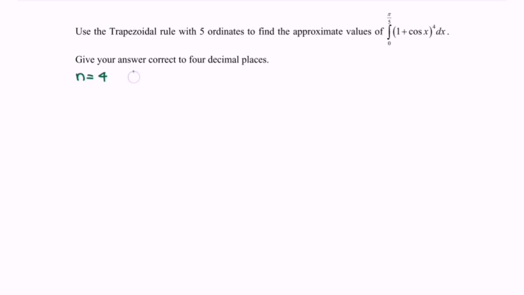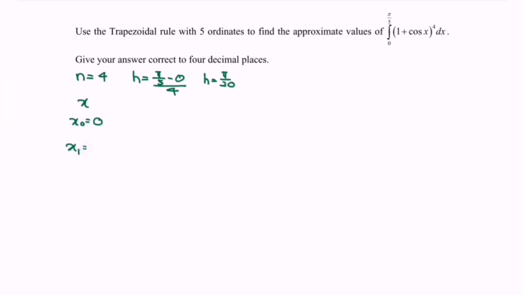So next is to find the h, where we have (pi over 5 minus 0) over 4. So the value of h is equals to pi over 20. So kindly construct the table where we have the value of x. So x0 is equals to 0, where we have the initial value.